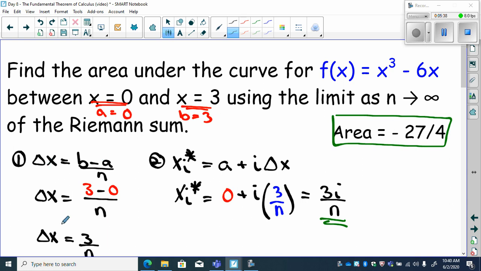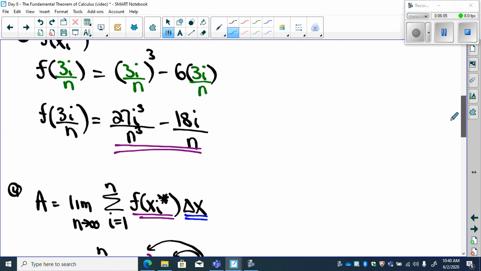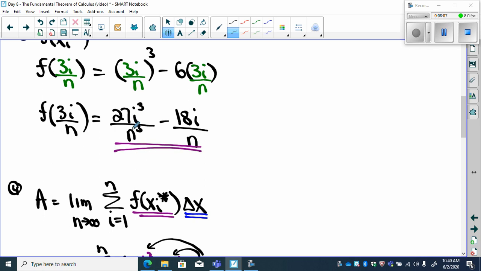So I found delta x, b minus a over n, is 3 over n. 3 minus 0 divided by n is 3 over n. I found my x sub i star, which is a, 0, plus i times delta x, so 0 plus 3i over n, or just 3i over n. And then I found f of x i star. I filled 3i over n into this equation for x. I worked it out, and I ended up with 27i cubed over n cubed minus 18i over n.